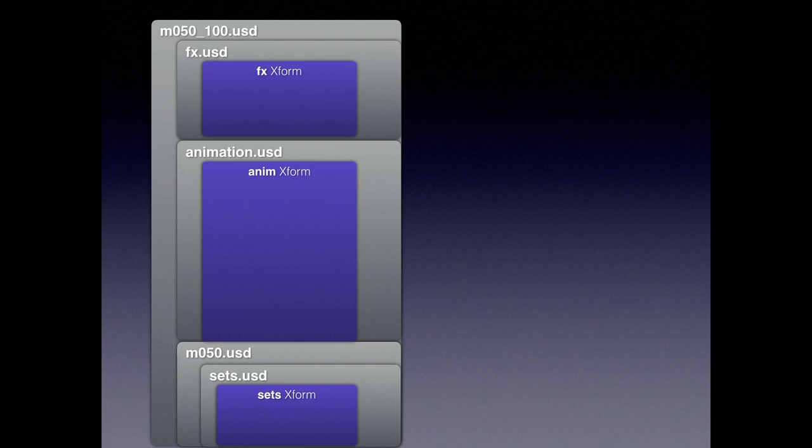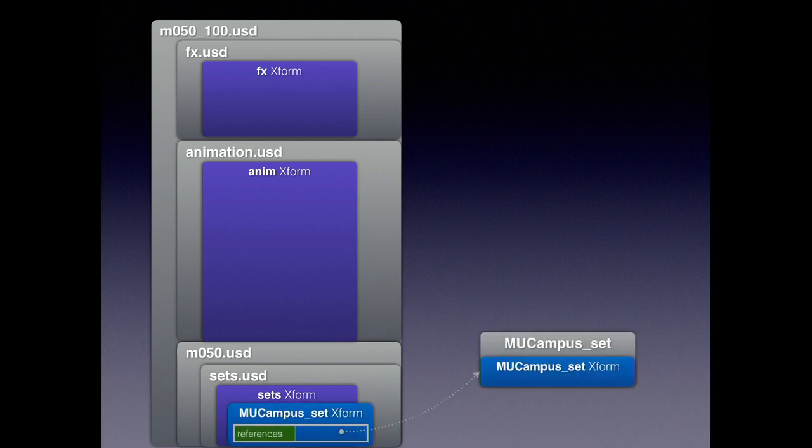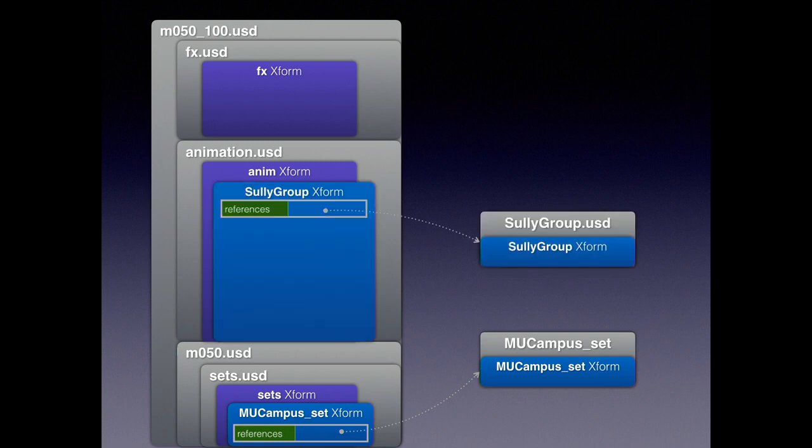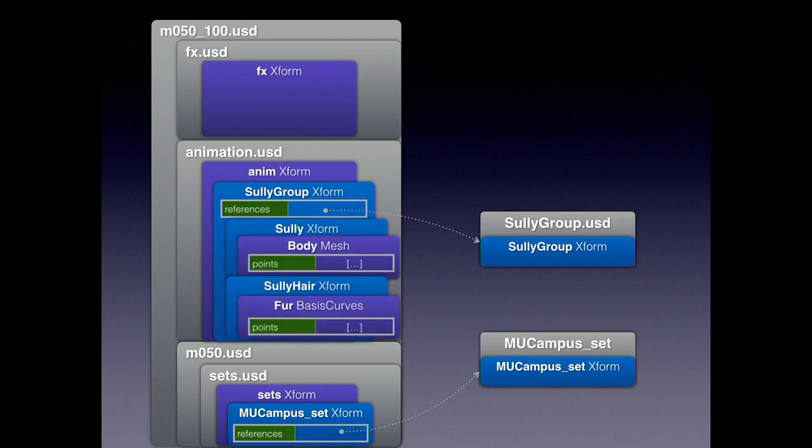So now if we want to look at a potential shot structure, then we might have a M050 100 USD file, which represents the shot. Effects may have their own USD file, animation may have their own USD file, and there might be a sequence USD file that every shot in that sequence inherits from. And the sets department might decide to put some opinions in that particular sequence layer. So they might decide to reference in the MU campus set for the entire sequence. Our animation pipeline may decide to reference in the Sully group xform, and then provide sparse overrides on top of that model. And our effects team may come in and they just might want to embed geometry directly in their layer. They might not need this referencing or this sort of logic. They just may want to add some geometry directly to the particular shot.